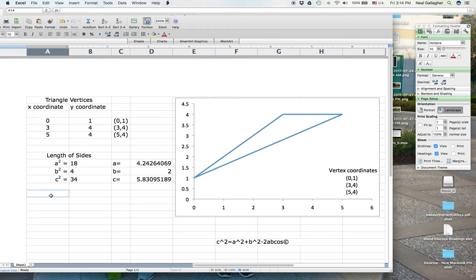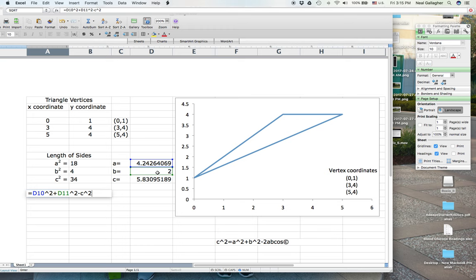If I end up not wanting it there, I can always move it. So I'm going to find cosine C right here. Cosine C will equal, oh, I don't want to put A. I want to put what this is, A squared, plus B squared, which is this, A squared plus B squared minus C squared, and now I want to divide by 2 times AB.